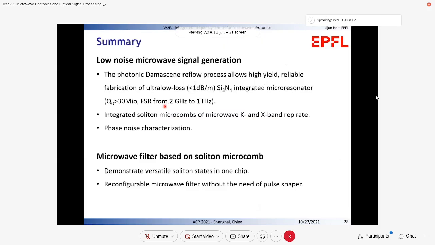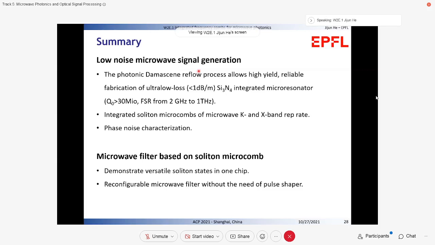So here comes the summary part of this talk. In this talk, we discussed the application of integrated microcombs for microwave photonics. Two applications are presented. One is using the soliton microcomb to generate a low noise microwave signal.